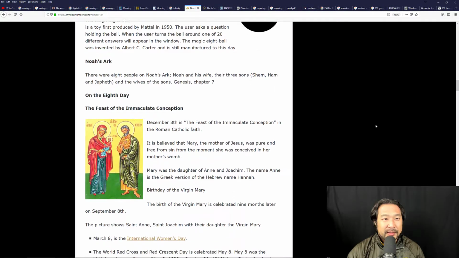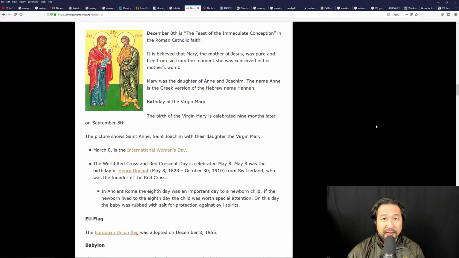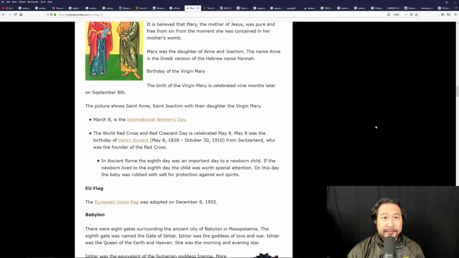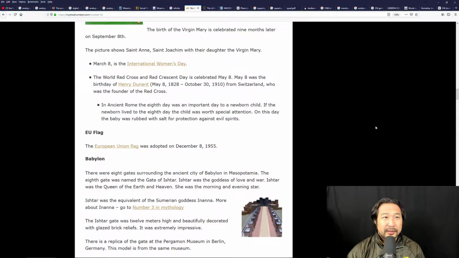Noah's Ark again. December 8th is the Feast of the Immaculate Conception in the Roman Catholic faith. The birth of the Virgin Mary is celebrated 9 months later on September 8th. Let's see, March 8th is International Women's Day. The World Red Cross and Red Crescent Day is celebrated May 8th. May 8th was the birthday of Henry Dunant, who was the founder of the Red Cross.